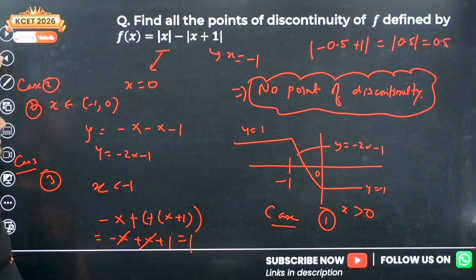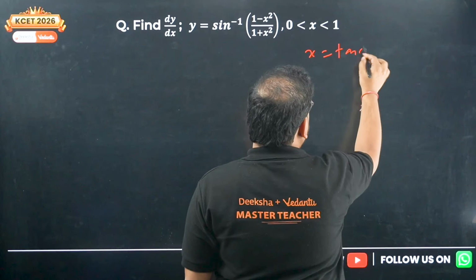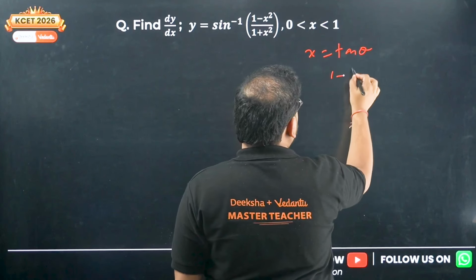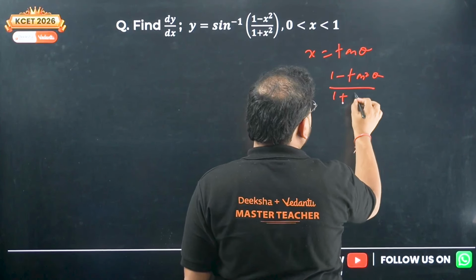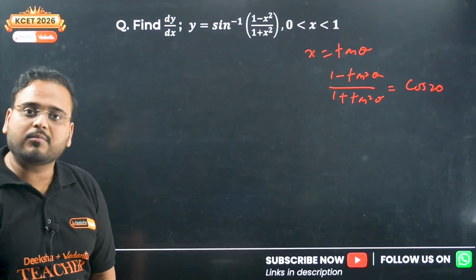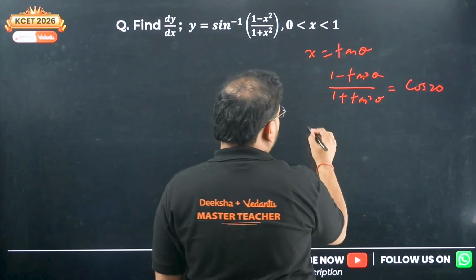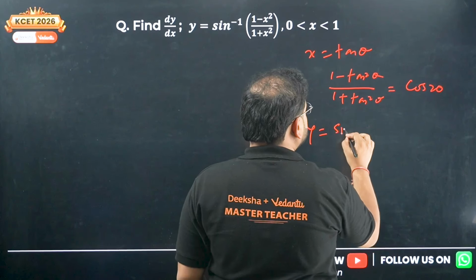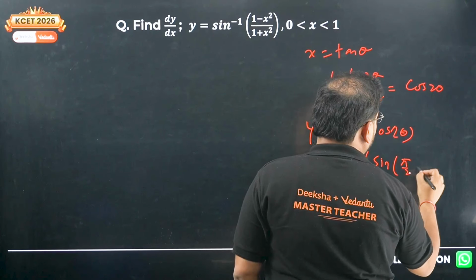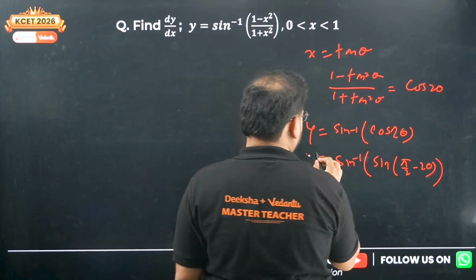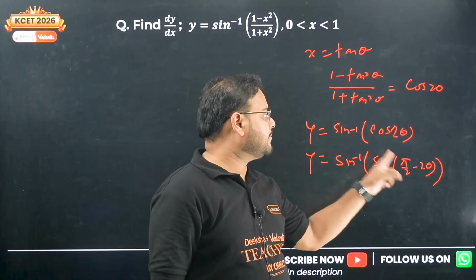Okay, take x as tan theta. What I get now? 1 minus tan square theta upon 1 plus tan square theta is nothing but cos 2 theta, right? This is the formula for cos 2 theta. So sir, it doesn't do any good to me. Actually it does. Let me show you. Sine inverse of cos 2 theta we are getting now so far. Make this as sine inverse of sine of pi by 2 minus 2 theta. Now this is same. Check. Sine of pi by 2 minus 2 theta is nothing but cos 2 theta.